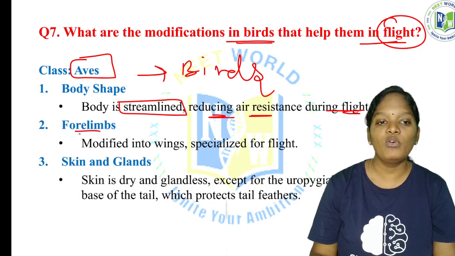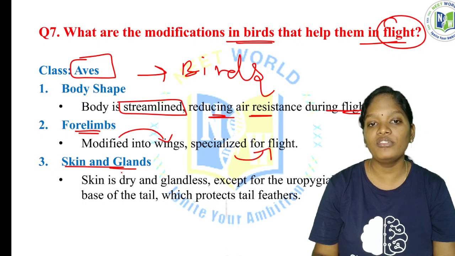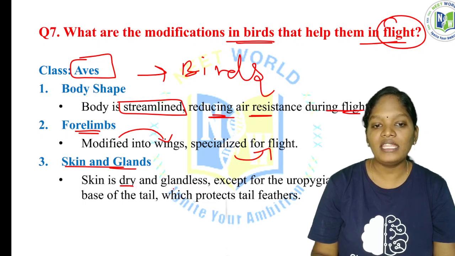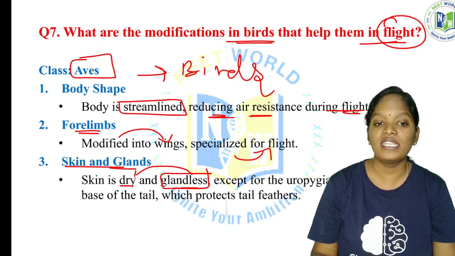Now what about the forelimbs? The forelimbs are modified into wings. They are responsible for the flight. And how has the skin been adapted for birds to fly? The skin is dry and glandless. There will be no gland, no secretion. So that is why the skin is dry.